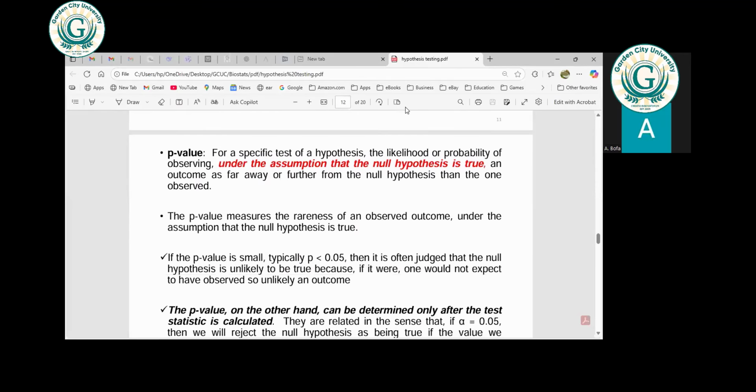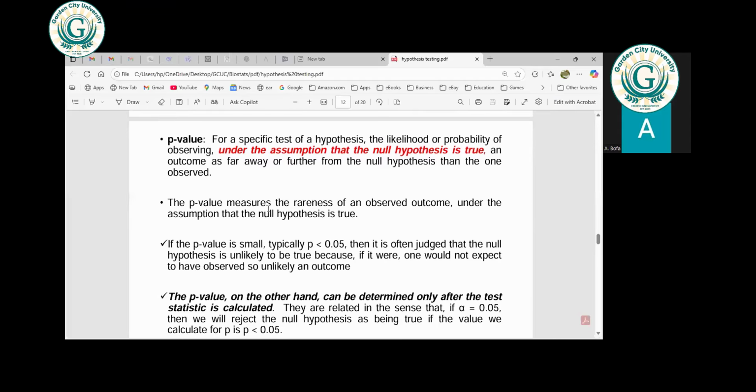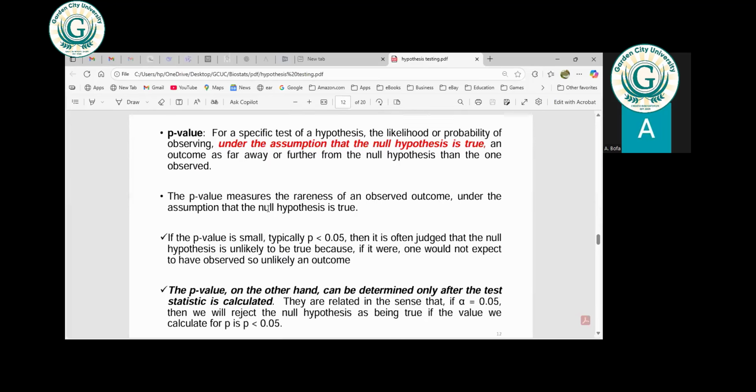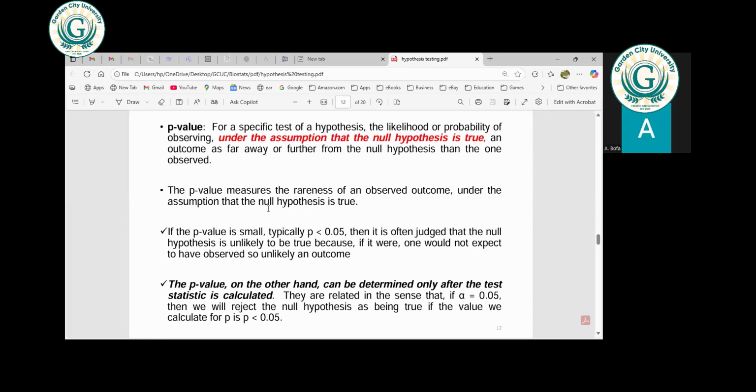So now the p-value is what I've already explained. The p-value, as I said, is always associated with the test statistic that you compute. I've talked about the p-value, what it does, and how you compare it with the significance level for you to draw your conclusion. So I'm going to skip this slide. Okay.